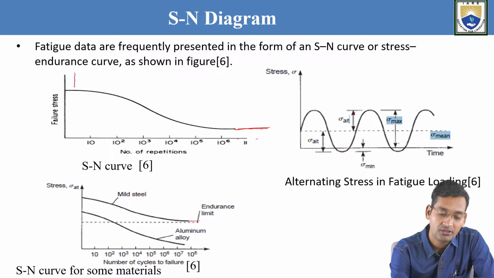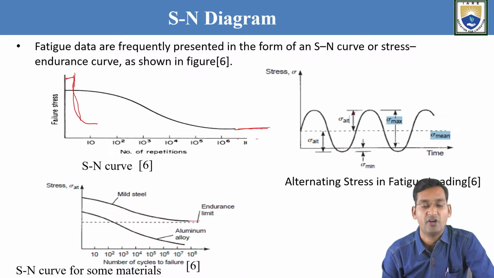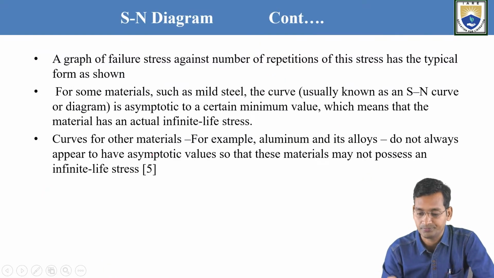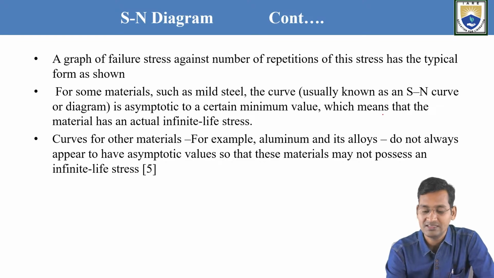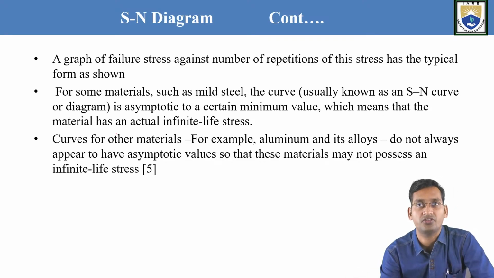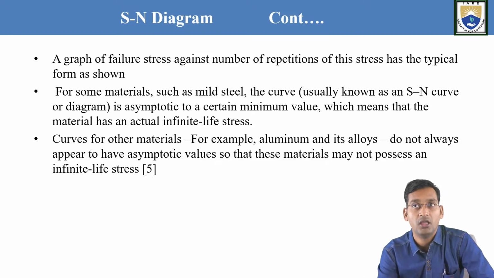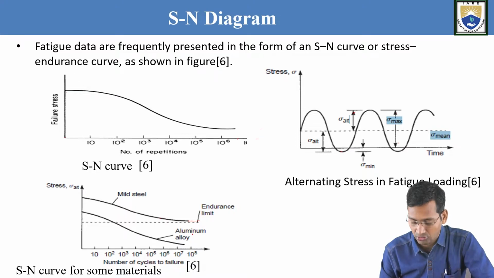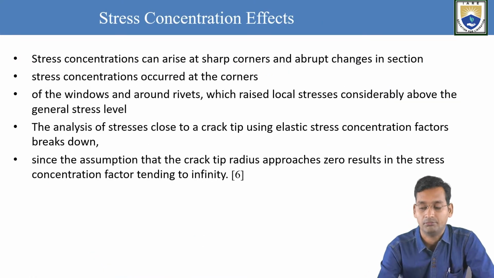If any curve is like this and is parallel to the y-axis, then we can say it is asymptotic to the y-axis. So here this curve is asymptotic to the x-axis, meaning asymptotic to the number of repetitions. Which means that the material has an infinite life stress, as we already discussed about the wire. But what about the aluminum alloy? That does not have infinite life, right? The curves for other materials, for example aluminum and its alloys, do not always appear to have an asymptotic value, so these materials may not possess an infinite life stress. Already we discussed: after a certain time it will get broken, so it cannot sustain for a lifetime.